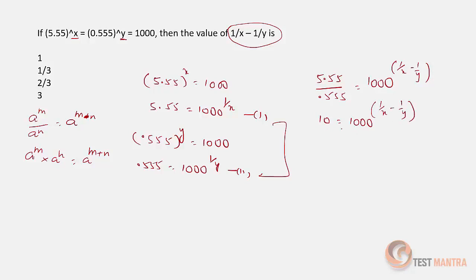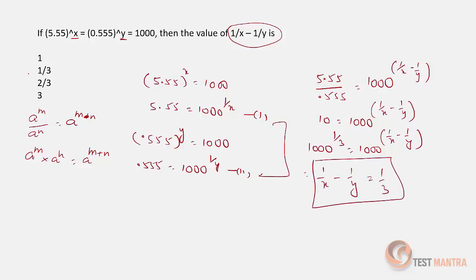I want to write 10 in terms of 1000, which can be written as 1000 raised to 1 by 3, should be equal to 1000 raised to 1 by x minus 1 by y. That represents 1 by x minus 1 by y should be equal to 1 by 3. So my value should be nothing but 1 by 3.